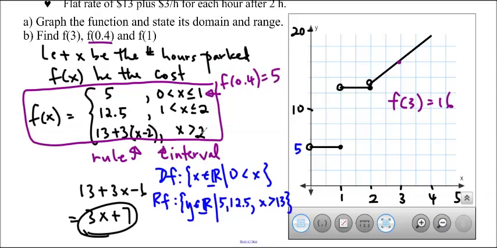And f of 1, if you look at this, you can see 1 is the endpoint here. So f of 1 also follows the same rule. f of 1 is equal to 5. When you look at the graph, it might be confusing because you've got the open and the closed, but because the open is open, you know this is not the answer, and this must be the answer. So it's consistent from the equation to the graph. Okay?